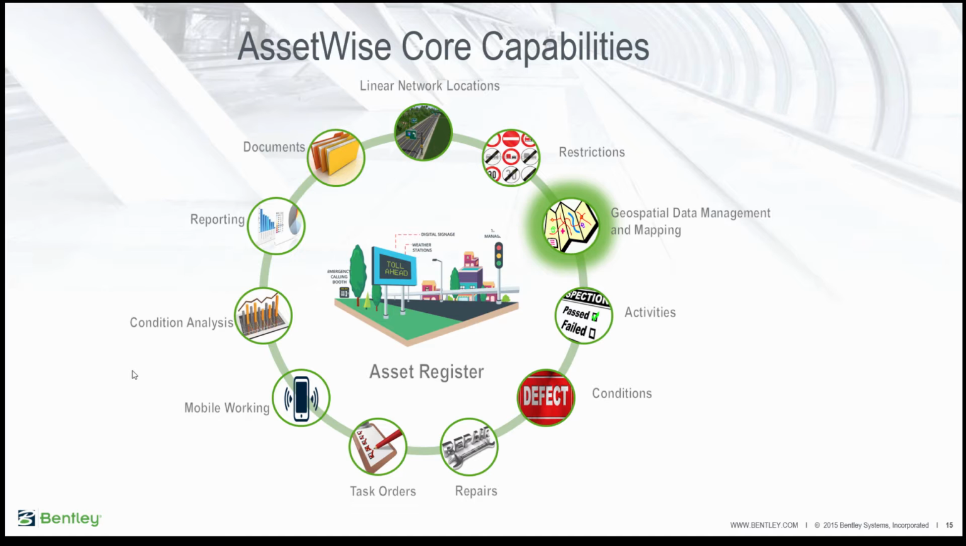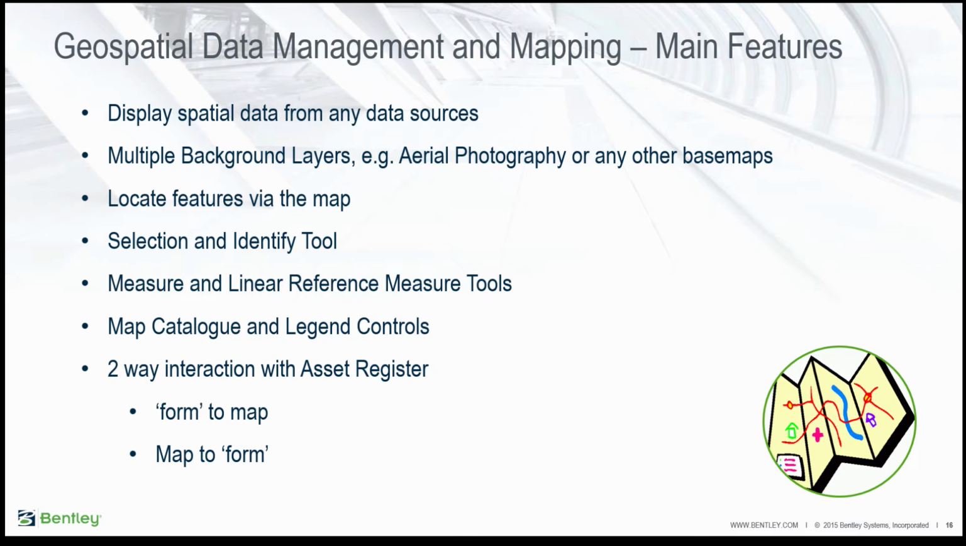Our next core capability is geospatial data management and mapping. The AssetWise mapping solution allows the display of spatial data from many different data sources. You can also have multiple background layers, for example aerial photography or any other base map that adds context to the map display itself. The map is more than just a mere presentation tool, as it allows features to be located via the map. It also allows features to be selected and identified to gain further information.